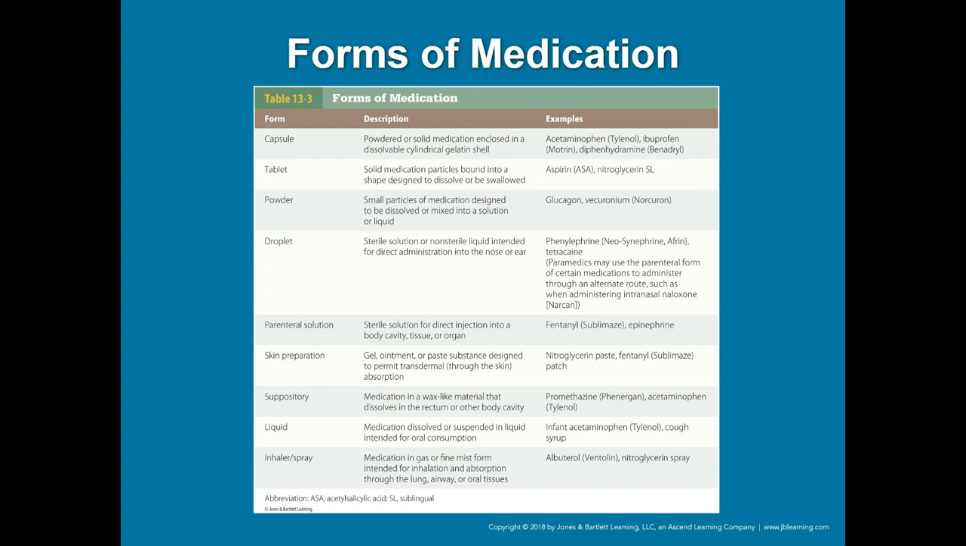There's droplets, parenteral, stuff we're going to put in through the IV. Skin prep, where it's a gel that you just put on the outside of the skin. Suppository that goes up the behind. There's liquid stuff. A lot of our infant and child medicines are going to be liquid form. And then inhalers and sprays, albuterol, stuff like that for asthma, it's going to be an inhaler. So know that those are different forms of medications that you might see on the ambulance.